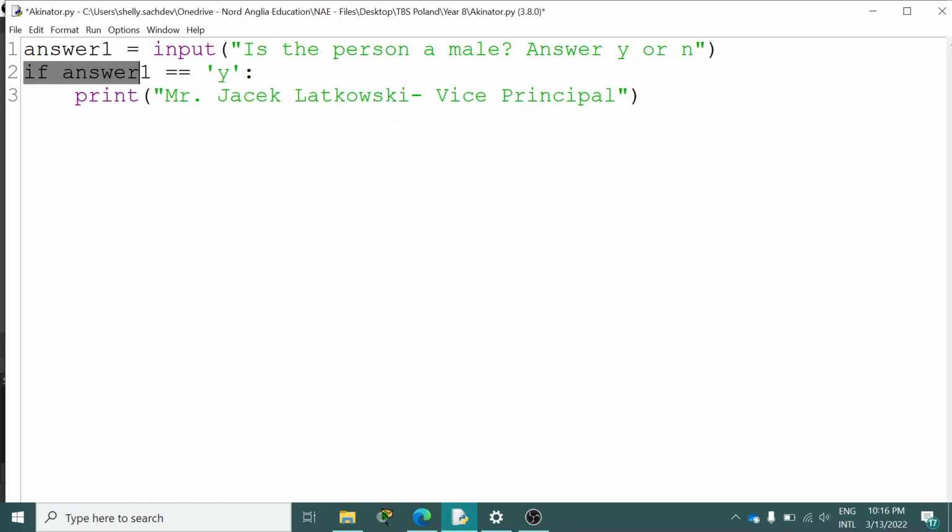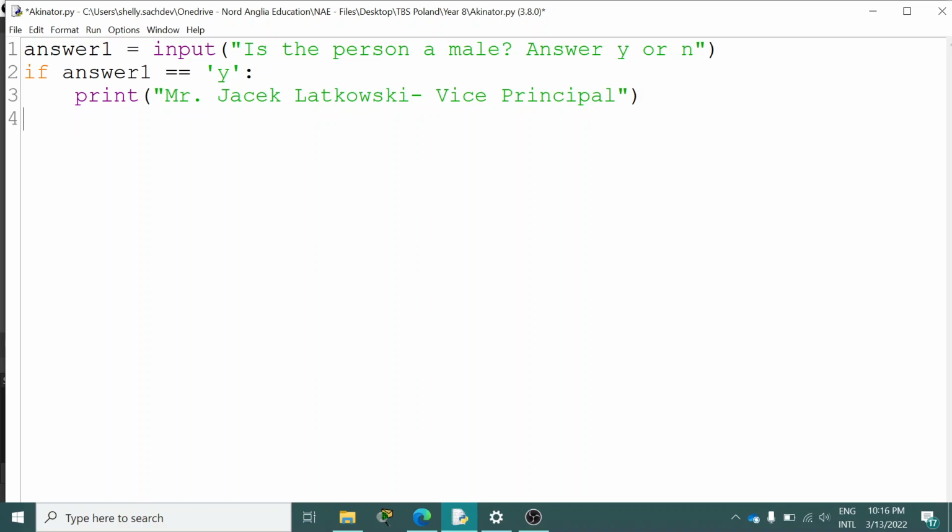But if you see line number 2, over here also I have used equal sign, but here I have used double equal sign, because over here I am not saying that the value of answer 1 is y. I'm actually checking by using if. I'm saying if answer 1 equals y. So here I'm comparing, I'm checking something, right? So if the answer to the first question is a y, which means the person is a male, it is very easy for me to guess because the only person who's a male out of those 5 senior leaders of the school is just the vice principal.